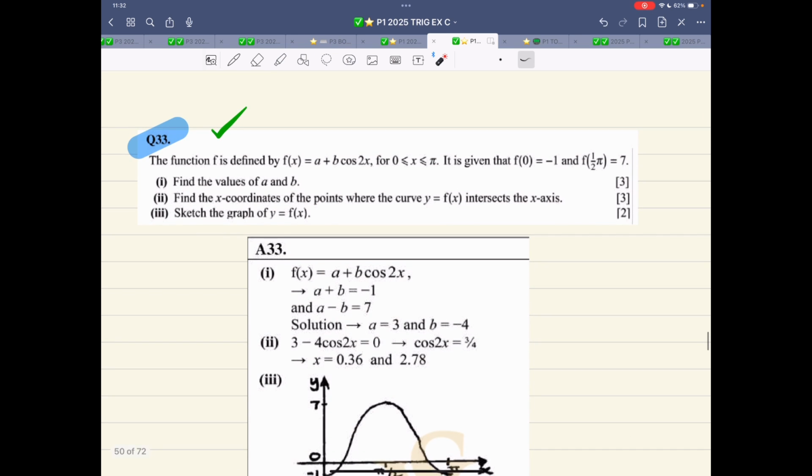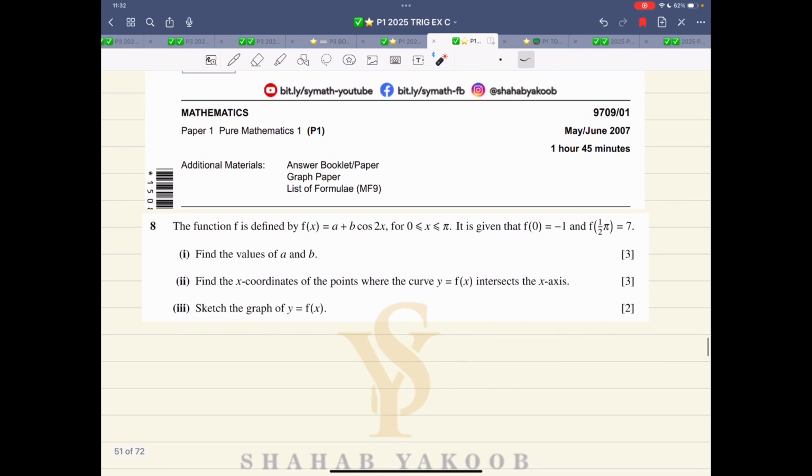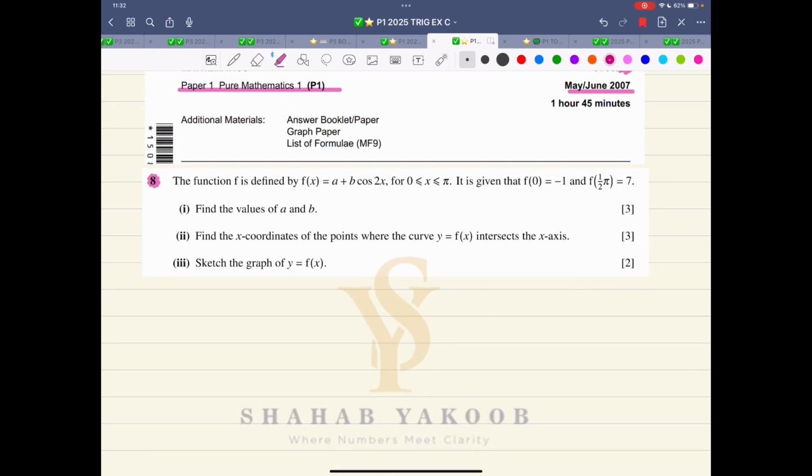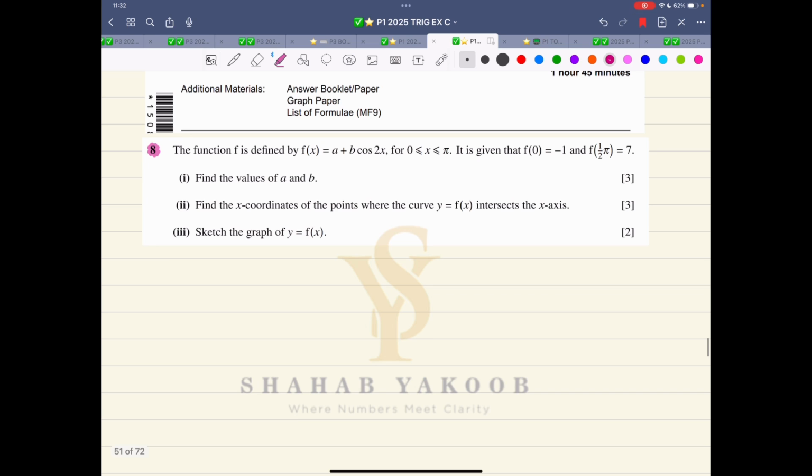So let me move to question number 33. That's the numbering of the topical book. That is the question. These are the answers. Now let's see where exactly this question belongs. This question belongs to Pure Maths P1, naturally, May-June 2007, variant 1. Before 2010, there used to be only one variant. Those were the simple days.